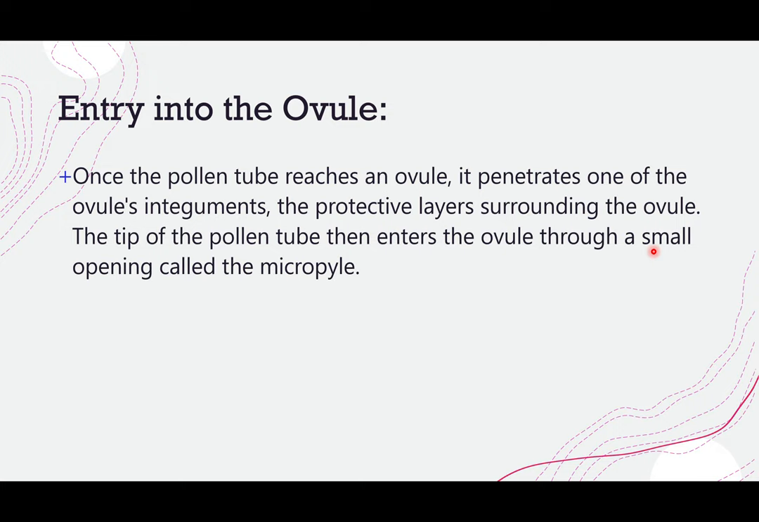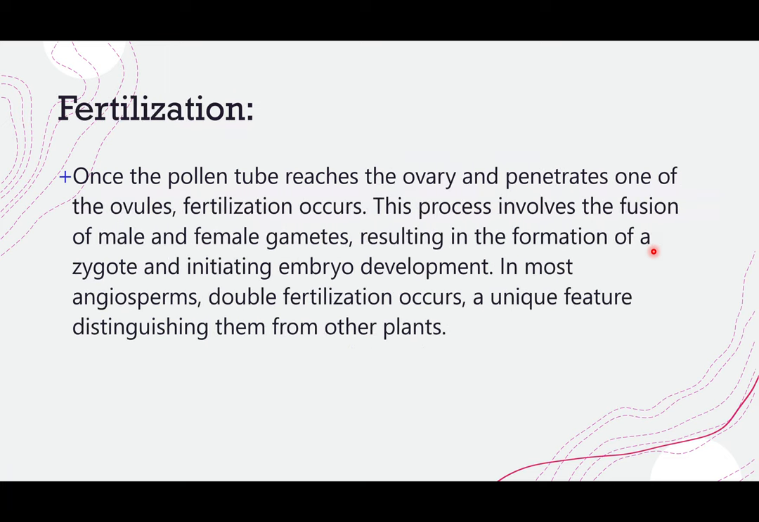Now we look at the entry to the ovule. Once the pollen tube reaches the ovule, it penetrates one of the ovule's integuments, which is the protective layer that surrounds the ovule, right? And the tip of the pollen tube then enters the ovule through a small opening that we call the micropyle, right? And then fertilization occurs, right?